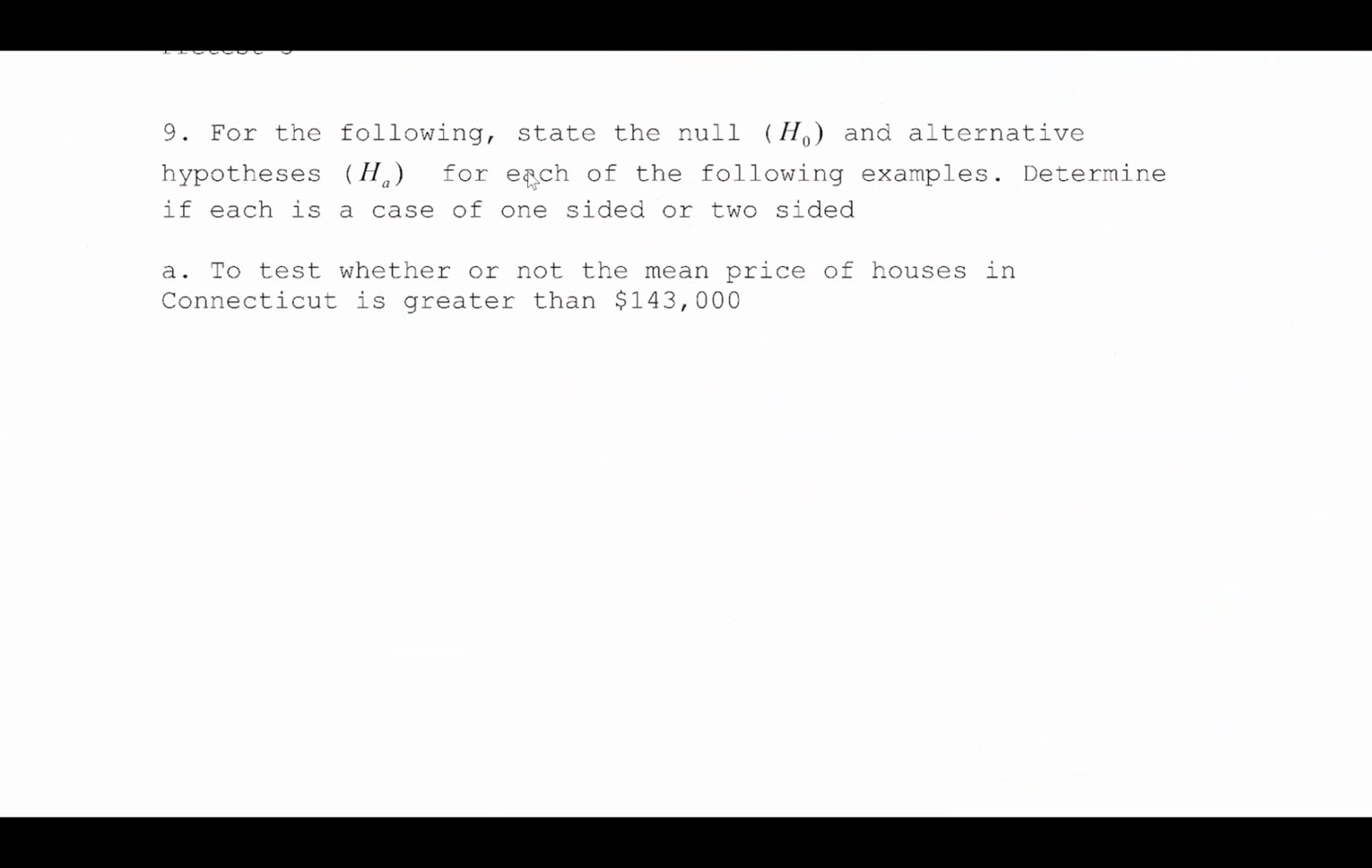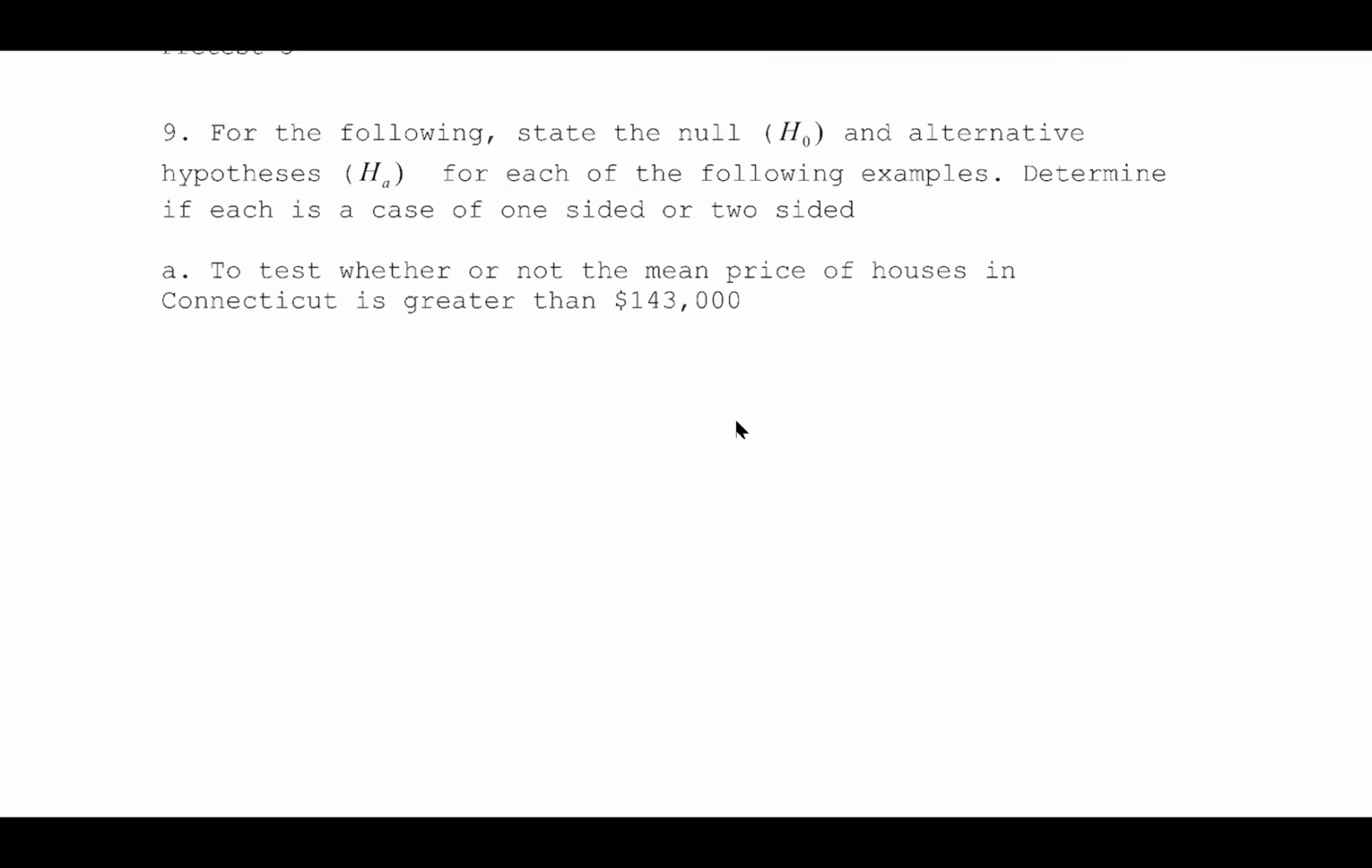All right, so for this one, it says for the following, state the null and the alternate hypothesis for each of the following examples. Determine if each is a case of a one-sided or two-sided. All right, so let's go ahead and do this one. All we want to do is just list the null and alternate hypothesis. We don't want to solve for anything like that. We're essentially just going to be looking it over and seeing what is the null and what is the alternate hypothesis.